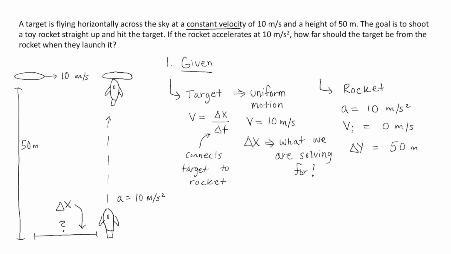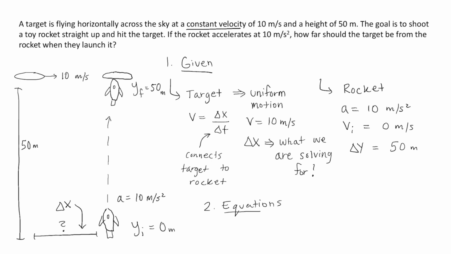And notice I use the y variable because the rocket is moving up and down along the y-axis, whereas the target is moving left and right along the x-axis. That's why the target uses the x variable. So you can think of the rocket's initial position, yi, as 0 meters because it's on the ground. And then the rocket's final position, yf, is 50 meters because it's up in the air striking the target. So now we know all the information that was given to us in this question.